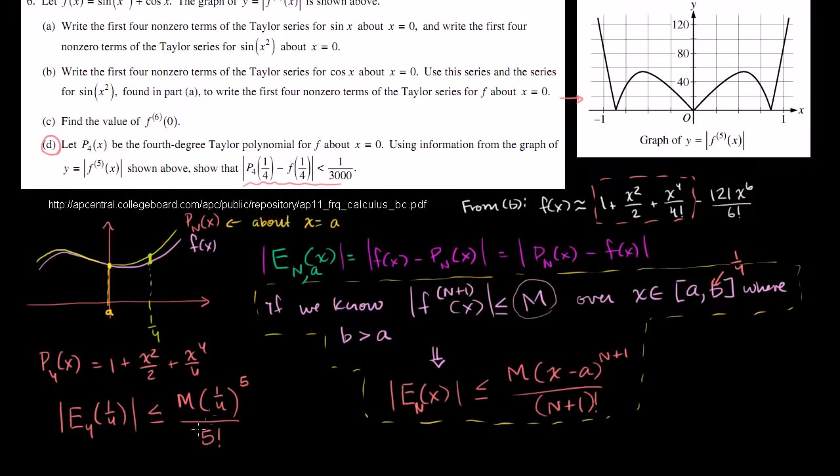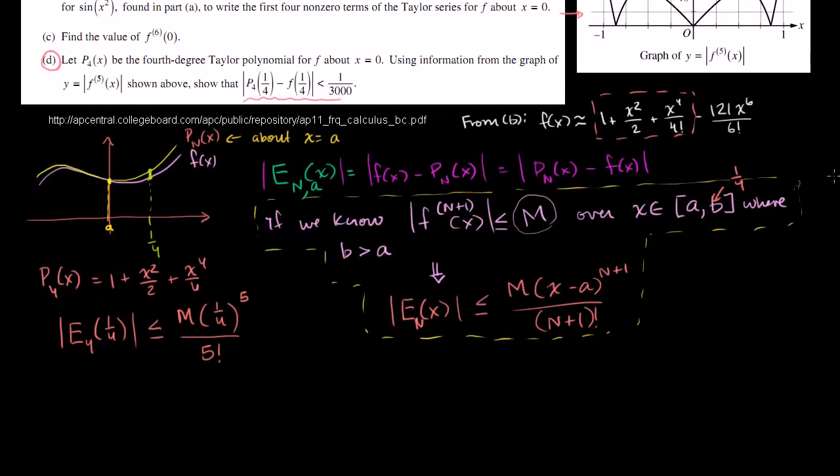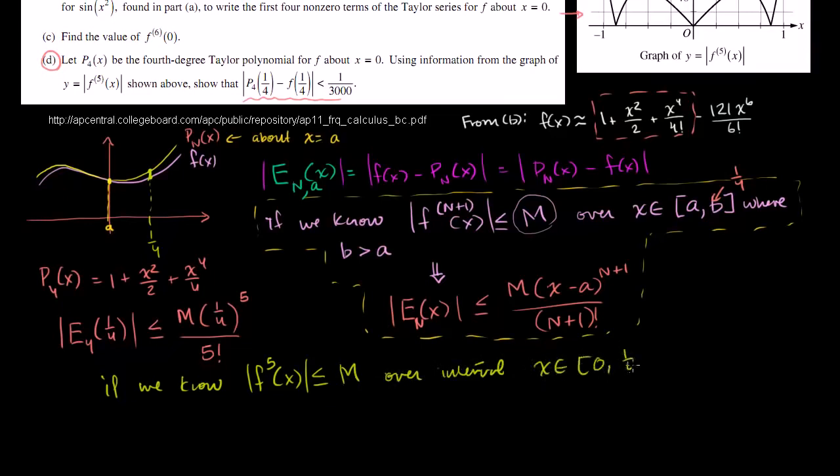So we can make this statement if we know that the 5th derivative, the n plus 1th derivative, if we know that the absolute value of the 5th derivative of f is less than or equal to some value M over the interval x is between 0 and 1/4. Those are our a's and b's in this particular case.